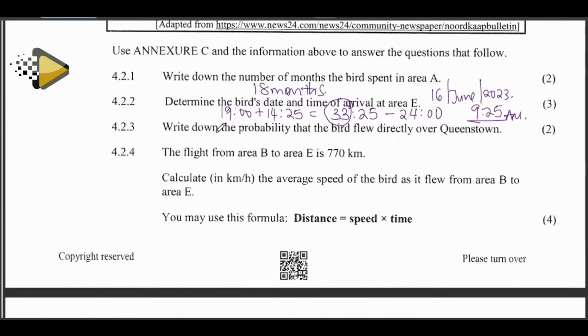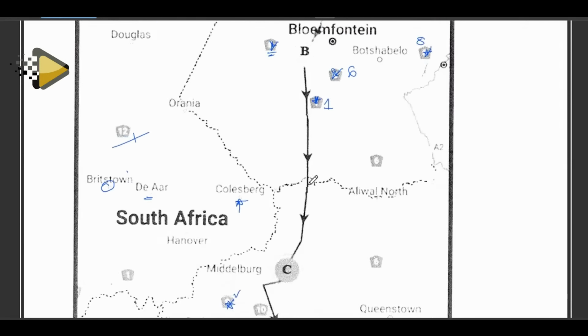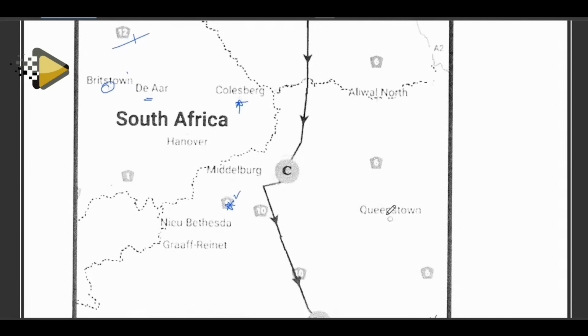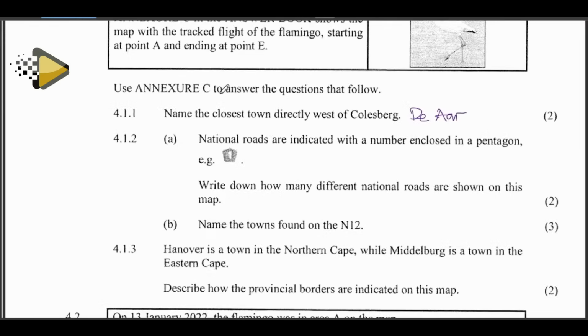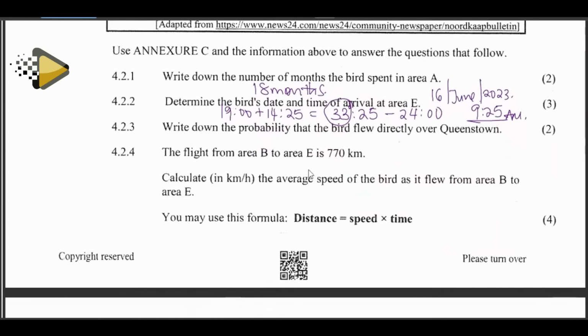Write down the probability that the bird flew directly over Queenstown. Let's come here. Look at the arrow. So it's 0. Had it been up here, then we would tell. But it's 0. The probability there is 0. Impossible. The flight from area B to area A, it's 770 kilometers.